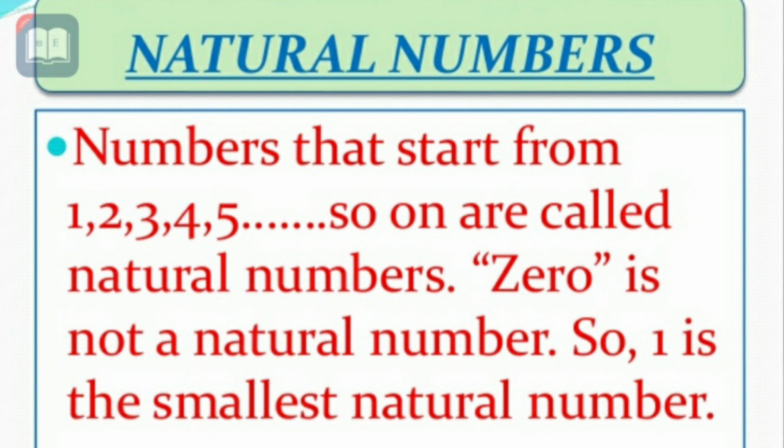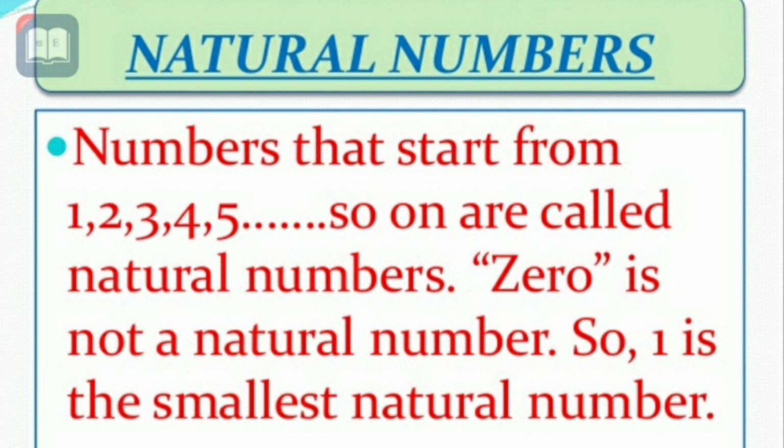Natural numbers contain all positive numbers. They are denoted by the capital letter N. The examples are plus 1, plus 2, plus 3, plus 4, plus 20, plus 50, and so on. These are examples of natural numbers. The natural numbers start from 1, 2, 3, and so on up to infinity.